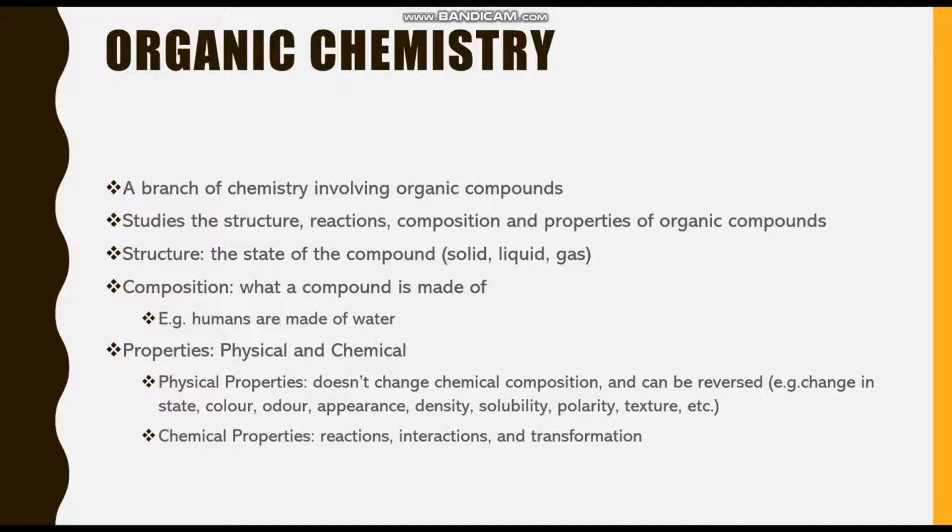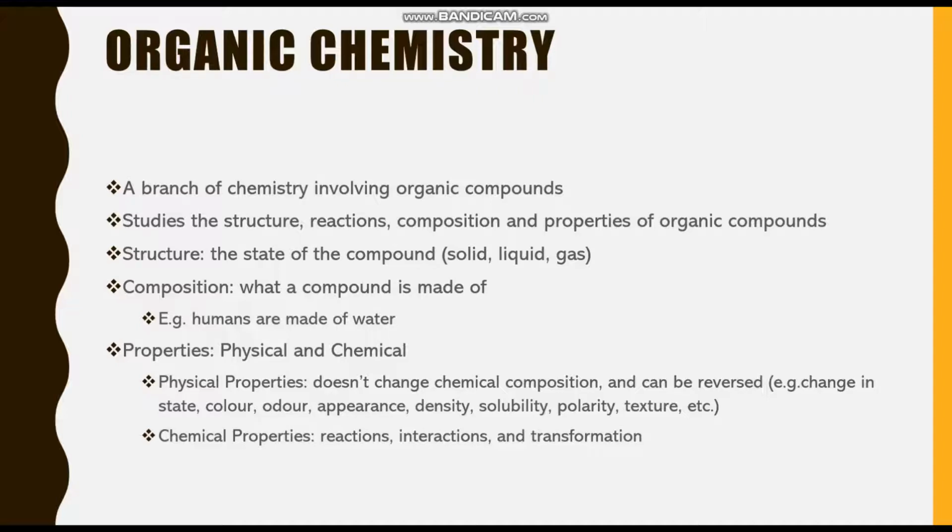So organic chemistry is a branch of chemistry involving organic compounds. An organic compound is anything that has carbon. It's a carbon-based molecule. Organic chemistry is also the study of the structure, reactions, composition, and properties of organic compounds. So structure would be the state of the compound, so solid, liquid, or gas. Composition would be what a compound is made out of. An example would be humans are made of water, since we are 70% water.